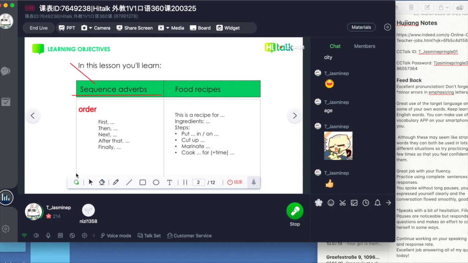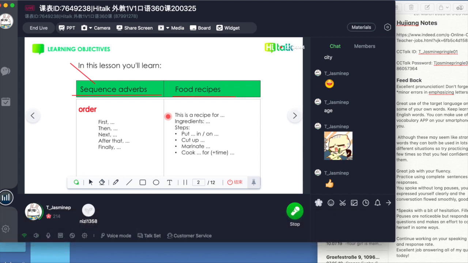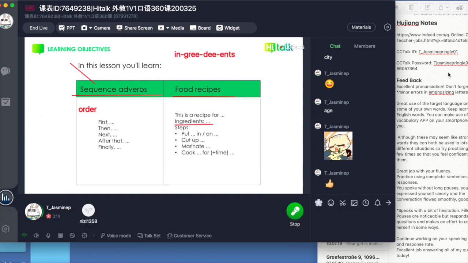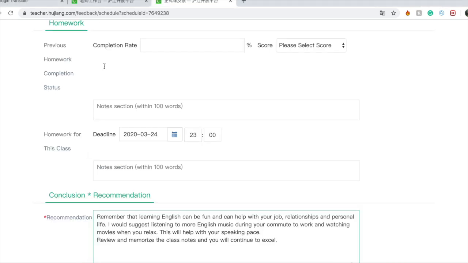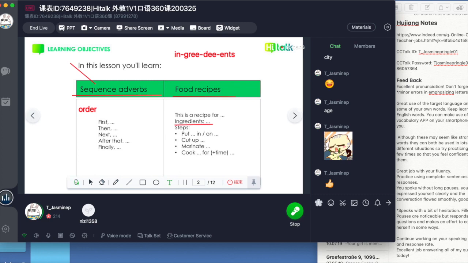We're going to first talk about sequence adverbs. And sequence is about the order you do something. So we use different words like first, then, next, after that, finally, to tell someone the order that you make a dish, okay? Okay. And then we'll also talk about different recipes. So, for example, this is a recipe for ingredients. What does that mean? Ingredients. Ingredients means the components of food. Yes, exactly. The components, all of the fruits or vegetables or starch, whatever you need to make your dish. You're very right.